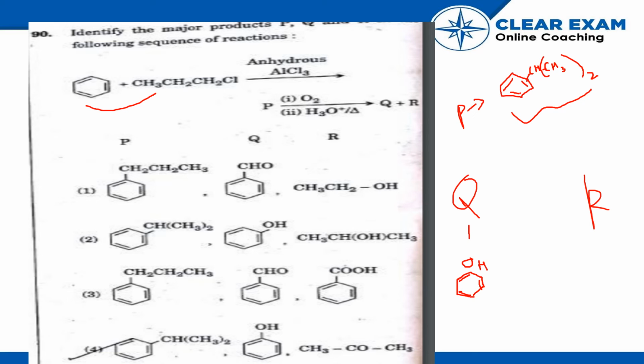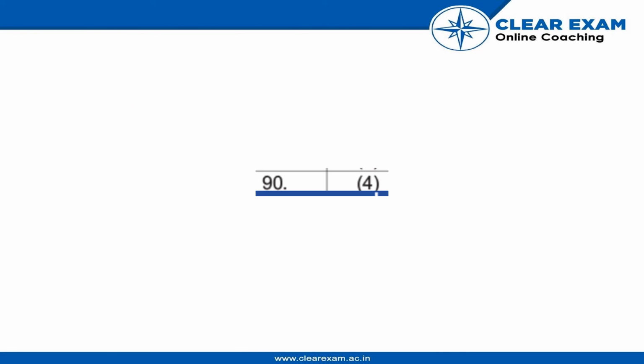and the ketone that forms is CH3COCH3, which is also known as acetone. So option 4 would be the right option. Yes, option 4 is the correct answer.